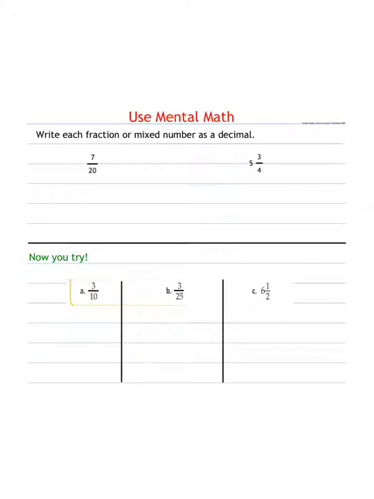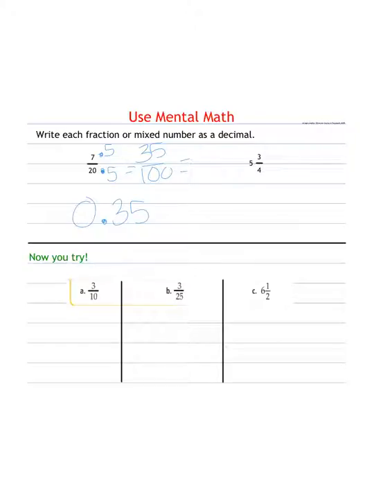Write each fraction or mixed number as a decimal. So again, if we can get it to tenths, hundredths, or thousandths on the bottom, it makes it easy for us to write it as a decimal. So I know that if I multiply 20 times 5, I get 100 on the bottom. So if I do times 5 on the bottom, I have to do the same on the top. 7 times 5 is 35, and then I have 35 hundredths, which would be 0.35 or 35 hundredths.